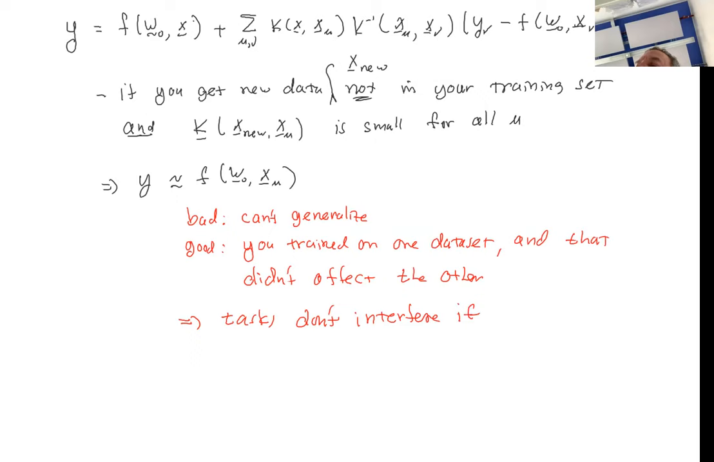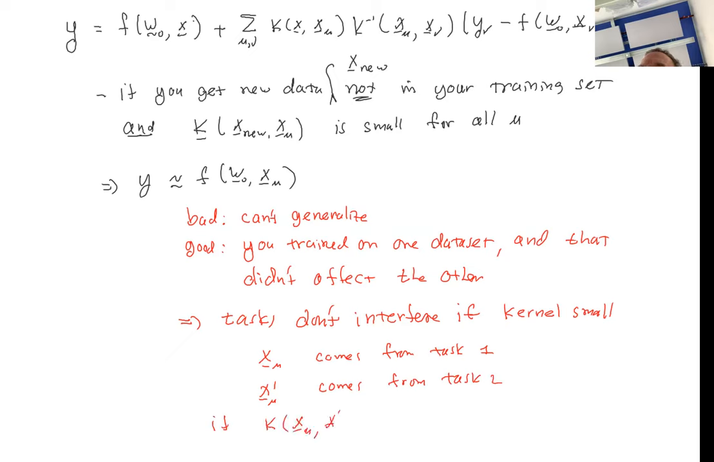So let's say x mu comes from task one, and x mu prime comes from task two. Then if k of x mu comma x mu prime is approximately equal to zero for all mu and mu prime, then there's no interference.